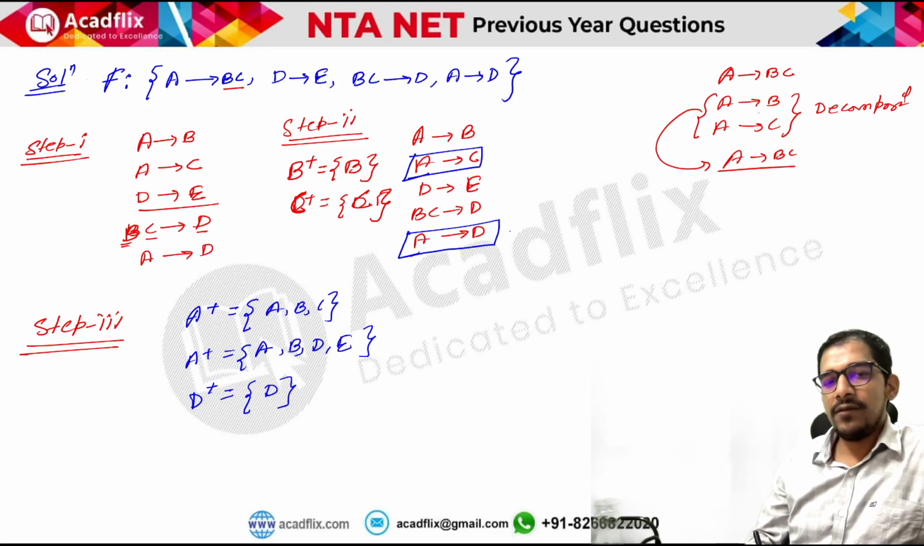Like this you can try for other attributes like b and c. From b you will get only b, and from c you will get only c. That means none of them can be removed at this particular stage.